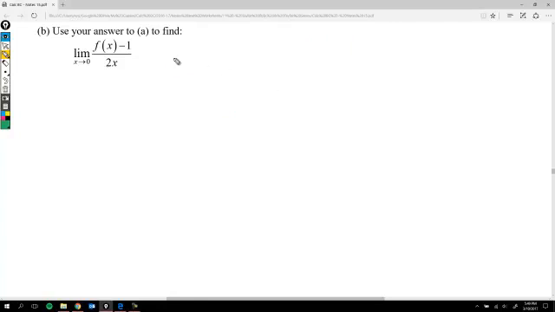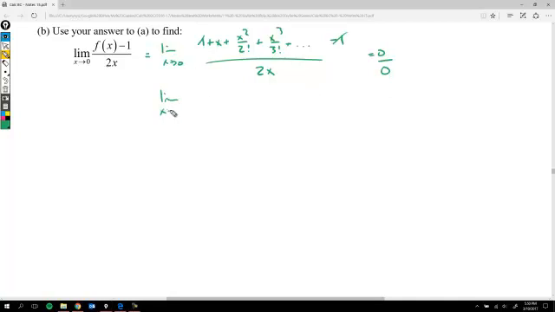Let's do it again, except this time, let's use our Maclaurin series. Okay, so limit as x approaches 0, I'm going to plug in 1 plus x plus x squared over 2 factorial plus x cubed over 3 factorial plus dot dot dot, minus 1, divided by 2x. Okay, well, these will cancel. I plug 0 in, I get 0 over 0, which means that, hey, I can use L'Hopital's rule again.